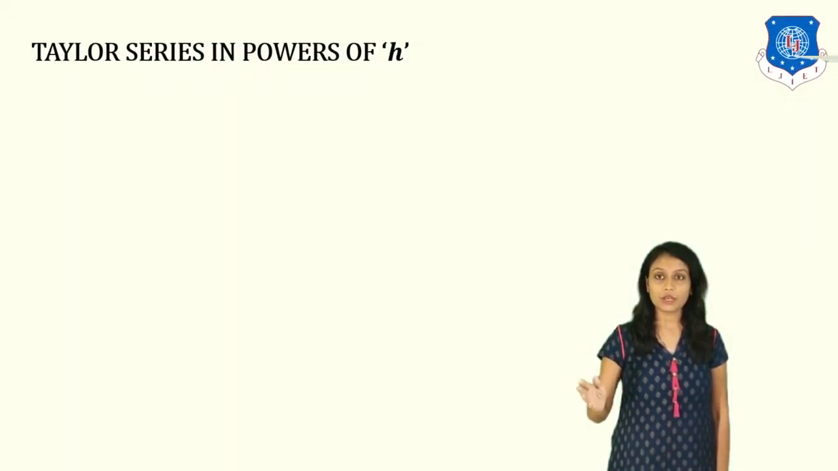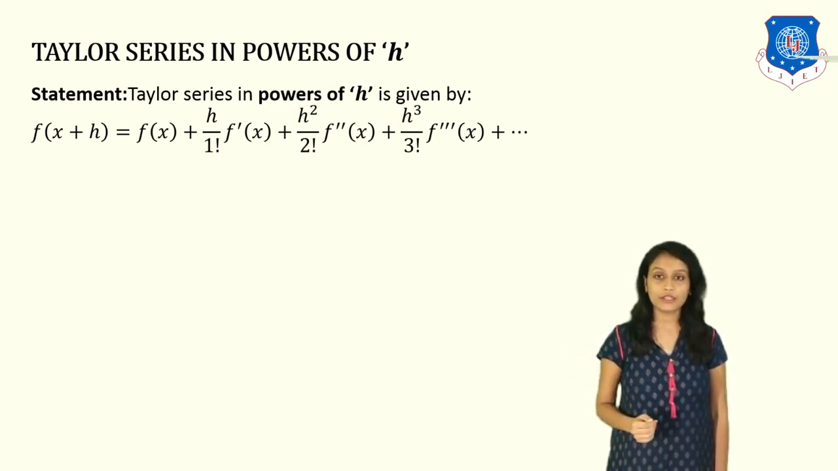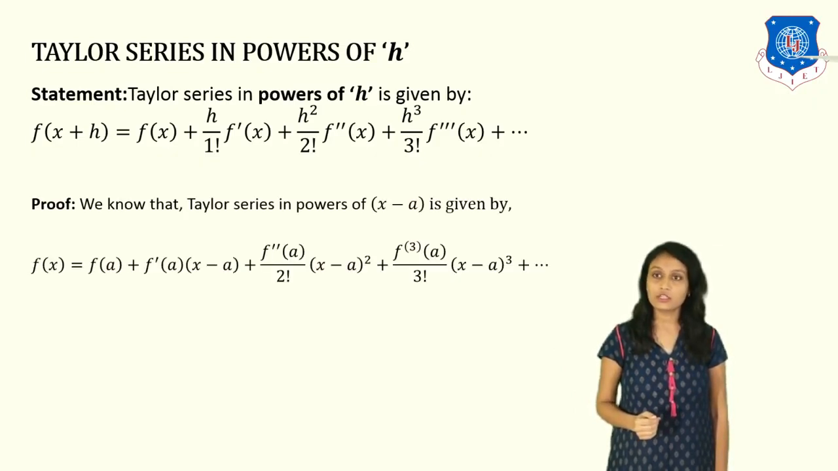Taylor series in powers of h is given by the formula f of x plus h is equal to f of x plus h upon 1 factorial f dash x plus h square upon 2 factorial f double dash x plus h cube upon 3 factorial f triple dash x, and so on. Now we will see its proof.